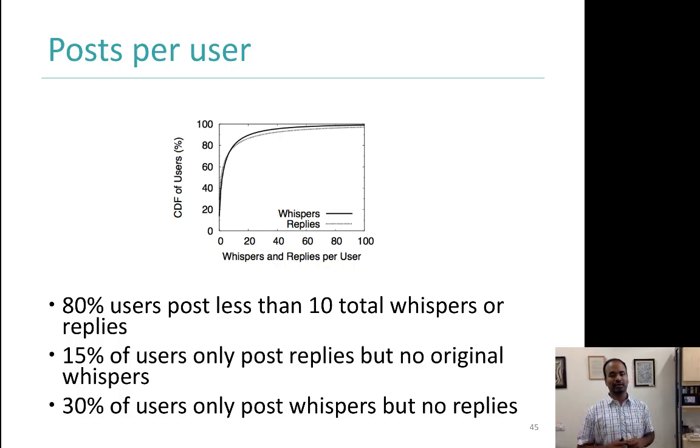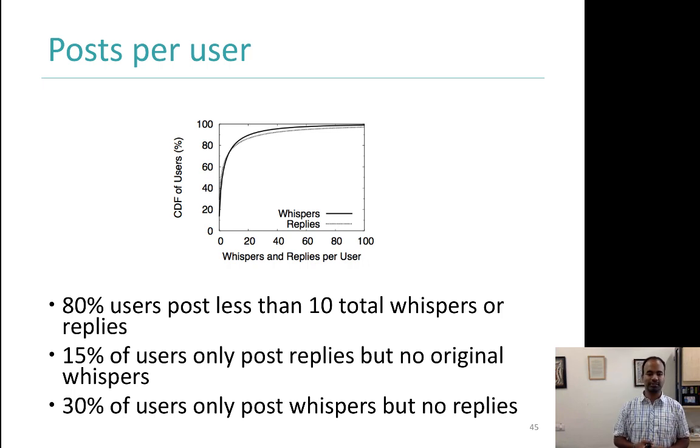So here it is basically showing you that 80% of the users post less than 10 total whispers, which is actually pretty bad if you just look at networks. 80% of the users post less than 10 total whispers or replies, which, if you flip it and see, means 20% of the users are the very active ones. In another sense, a small percentage of people are doing the maximum number of activities in the network, which we have already seen in other networks also.